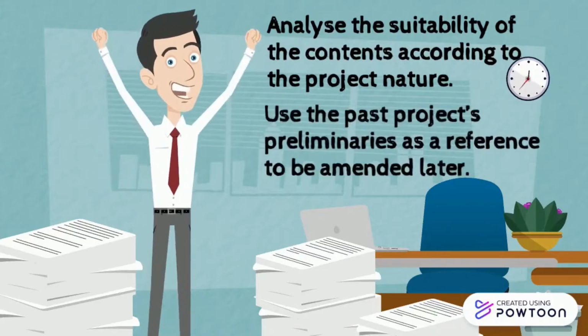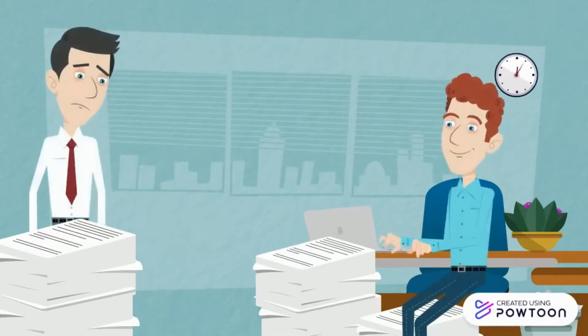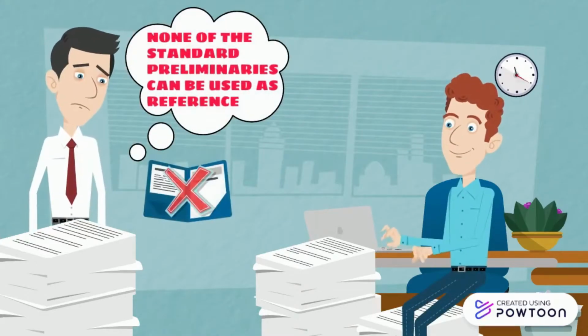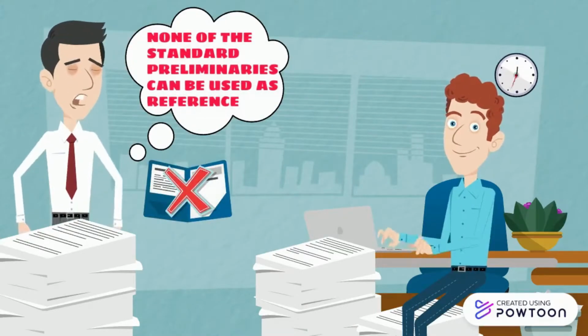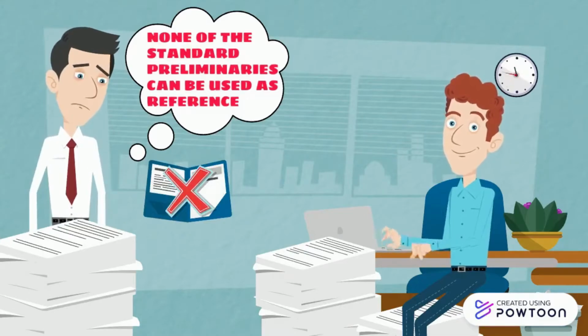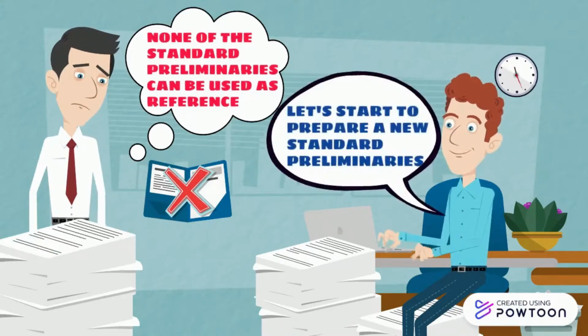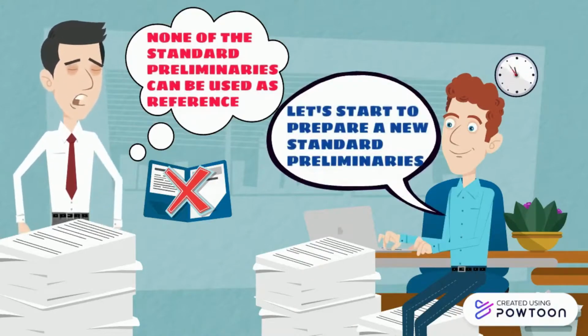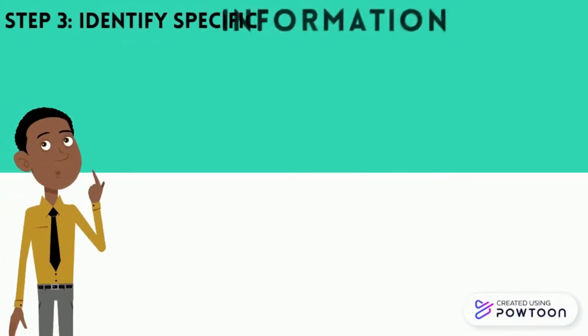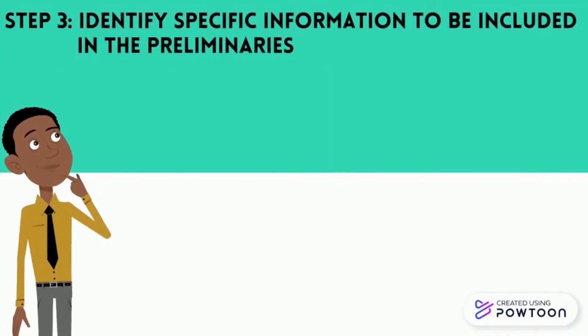If the standard preliminaries is appropriate, the QS may use the past projects preliminaries as a reference to be amended later. In the event that the QS discovered the absence of any standard preliminaries of similar type of past projects in the company's library, or the past projects preliminaries are not suitable to use in the current project's preliminaries, the QS can proceed to study the preliminaries items and requirements, and establish a new standard preliminaries based on the selected standard method of measurement.